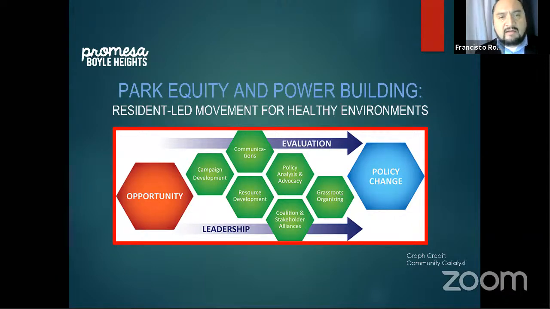I selected this graph for the first slide because I think it encapsulates a lot of how we operate when we're working to build a power-building, base-building, resident-led movement for whatever issue it is that we're working on. All the way from the opportunity to the actual policy change, and then the cycle repeats itself. We'll discuss that in a second. I do want to credit Community Catalyst for this wonderful graph that I love to use all the time. Next slide, please.